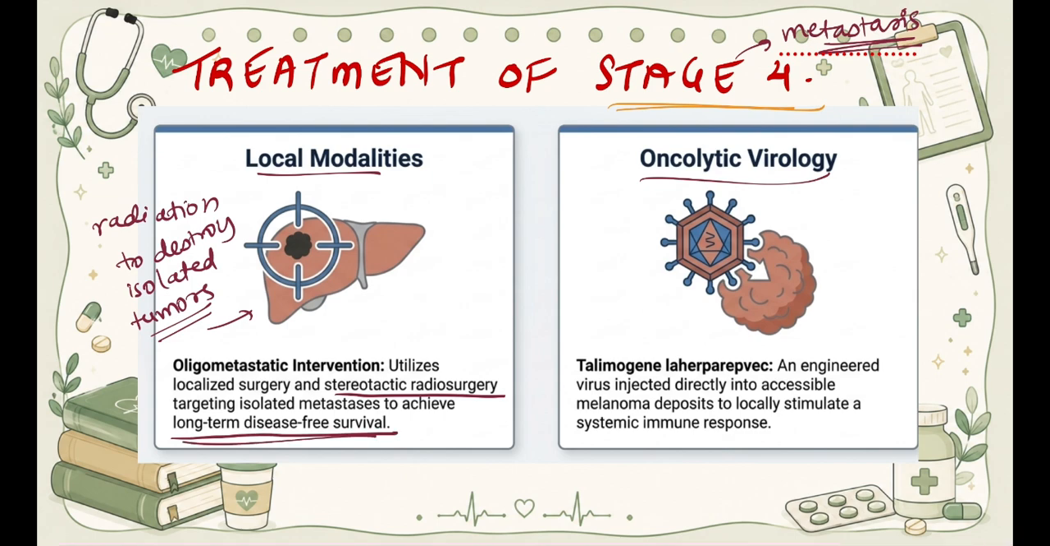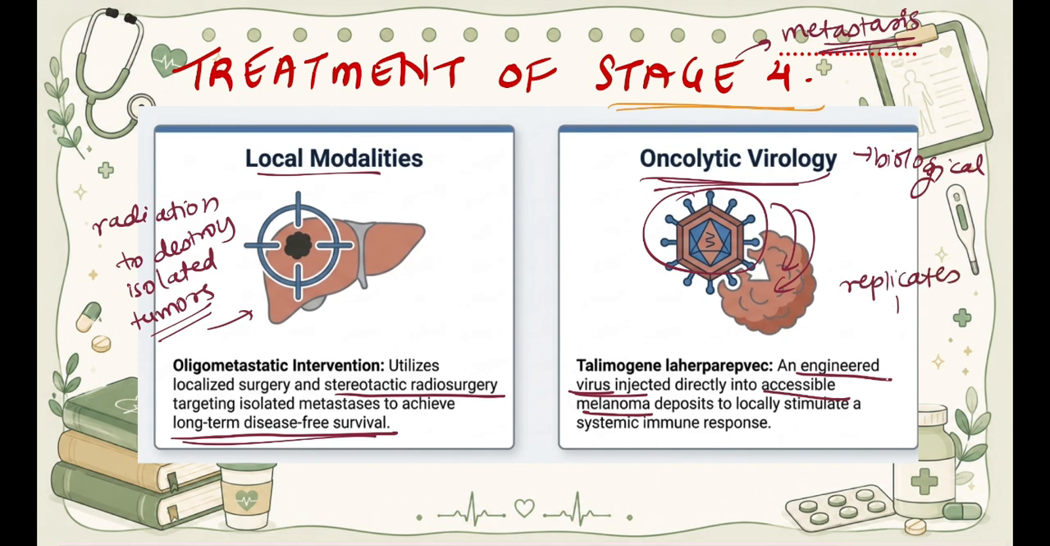Another truly fascinating approach is biological. It's called oncolytic virology. Scientists actually utilize a genetically engineered virus. A physician injects this virus directly into an accessible melanoma deposit. The virus replicates inside the cancer cells, completely destroying them locally. But more importantly, this localized destruction releases proteins. These proteins act like an alarm system, actively stimulating a massive systemic immune response throughout the patient's entire body.